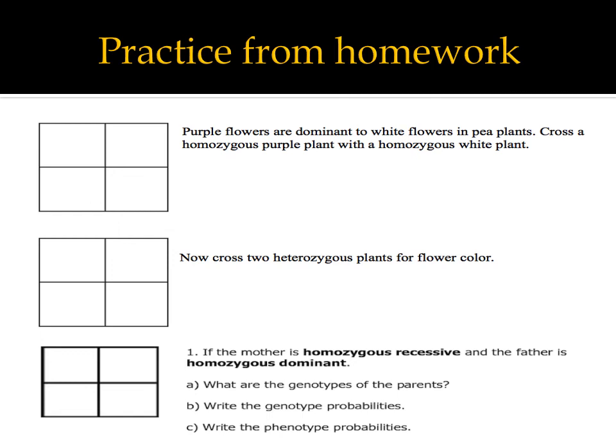This says purple flowers are dominant to white flowers in pea plants, and it doesn't give you the letters. It just basically says you can use whatever you want and asks you to set this up, so let's just do a couple of these quick. Purple flowers are dominant to white flowers.